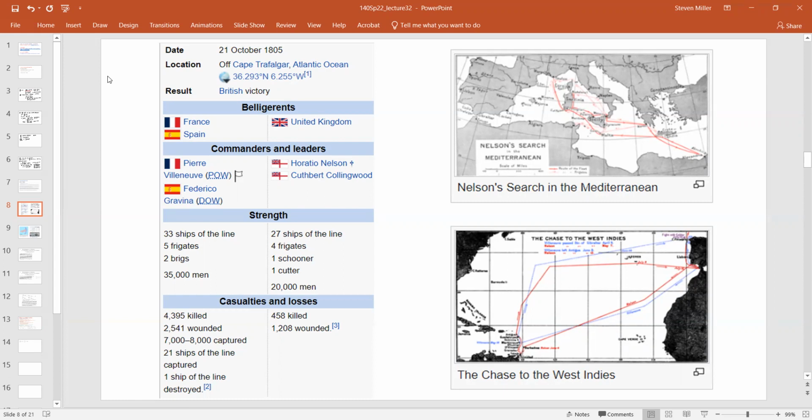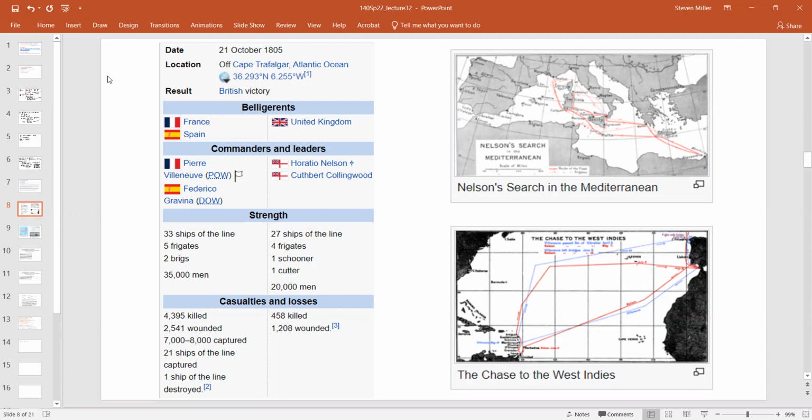So this was an absolutely amazing victory in terms of just how lopsided it is. No ships lost or destroyed on one side, 22 out of 33 captured or destroyed on the other. And since 21 of them were captured, that's actually increasing their own strength. So the British fleet, amazingly, was stronger after the battle than before the battle. So the question is, how do you model modern warfare? And how do you use this to determine what strategy you should use?